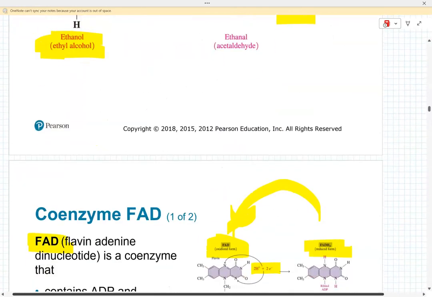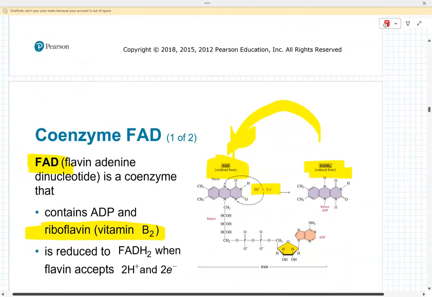Okay? My point that I want to make: the role of vitamins in the human body. They are essential for the enzyme function. They provide the source for those coenzymes. Am I making sense? Okay?